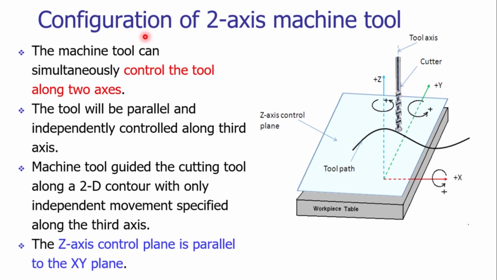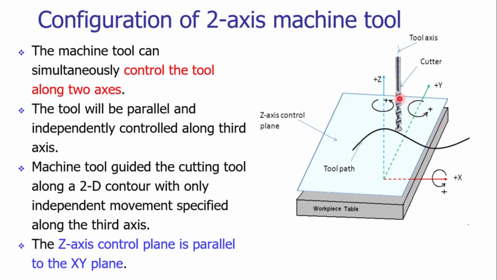This configuration suggests that the machine tool can simultaneously control the tool along two axes. We have the cutting tool along the Z direction and a workpiece table over which the workpiece would be held. By having relative motion of the workpiece with respect to the cutting tool, the machining operation would be carried out. This configuration suggests that the tool movement with respect to the workpiece would be in two directions simultaneously.